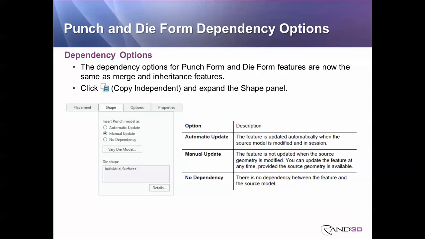And with the punch and die features, you've got the dependency options that are similar to the merge and inheritance features, where you've got that button that you can press, where you can copy in the source features after the operation is performed, so that it's easier to edit. And you can see here in the shape panel you've got the ability to set automatic update or manual update or no dependency if you prefer that.